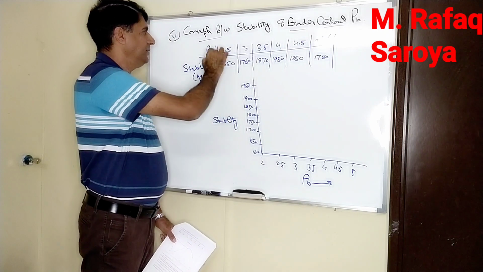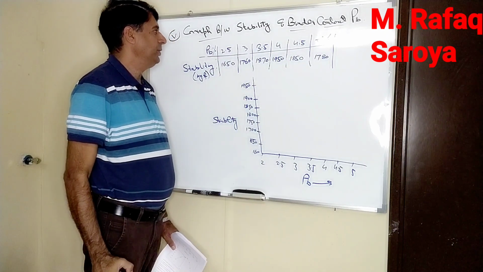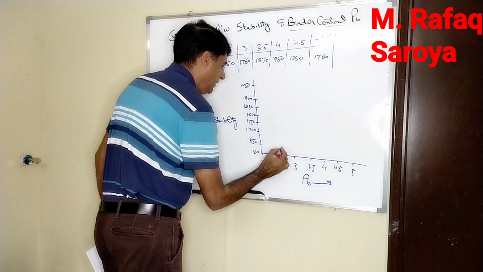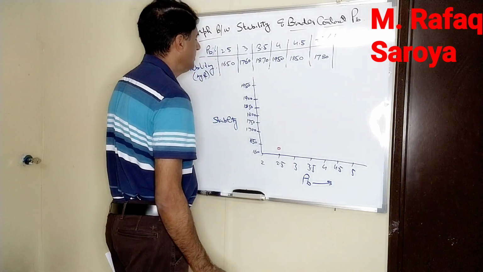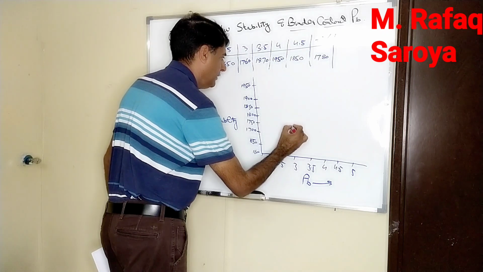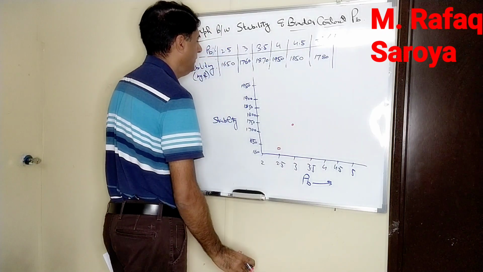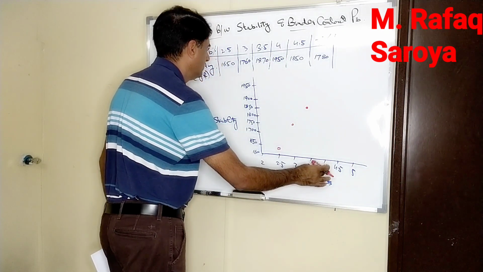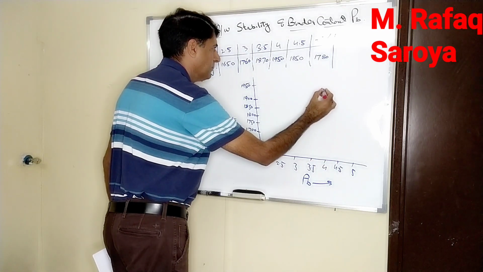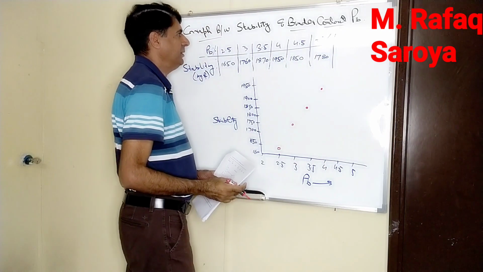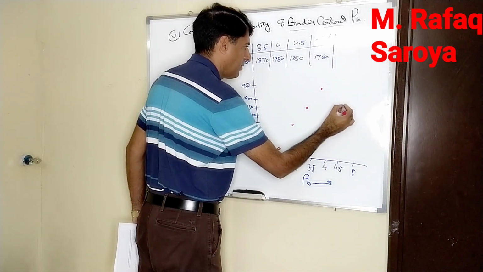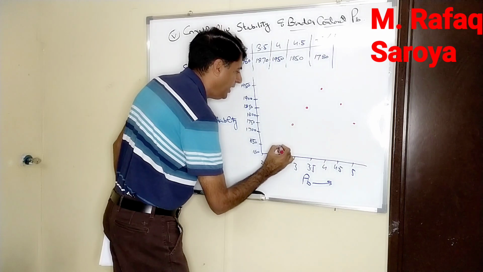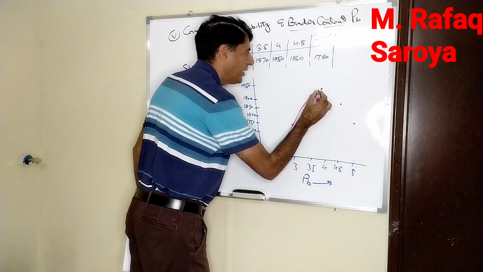Now, this data will be plotted over here. Then we will say what is the behavior. With this 2.5, it's at this point. With this 3, it's at this point. With this 3.5, 1870, at this point. With 4%, 1950. With 4.5%, 1850. And with 5%, 1760. It's like this. When we join these points, we get a curve like this one.